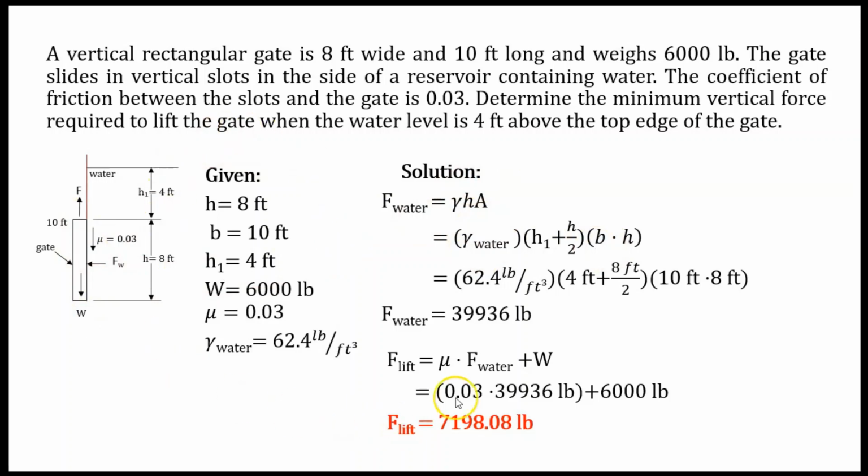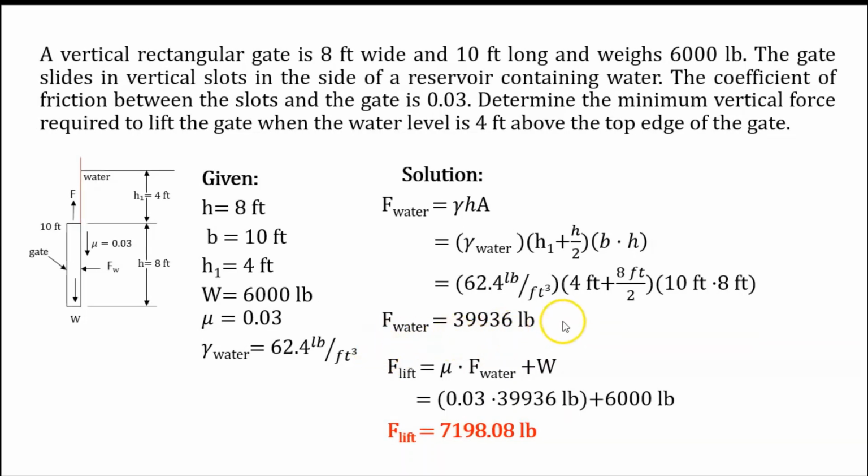So plugging the given values into our equation, we will now have 62.4 pounds per cubic feet, which is the specific weight of our water, multiplied by 4 feet, which is the height of our water from the top edge of the gate, plus the centroid of our rectangular gate, which is the height over 2, or 8 feet over 2, multiplied by the area of our rectangular gate, which is base times height, so we now have 10 feet times 8 feet. Plugging this in the calculator, we will now have the force of water applied on the gate, which is 39,936 pounds.